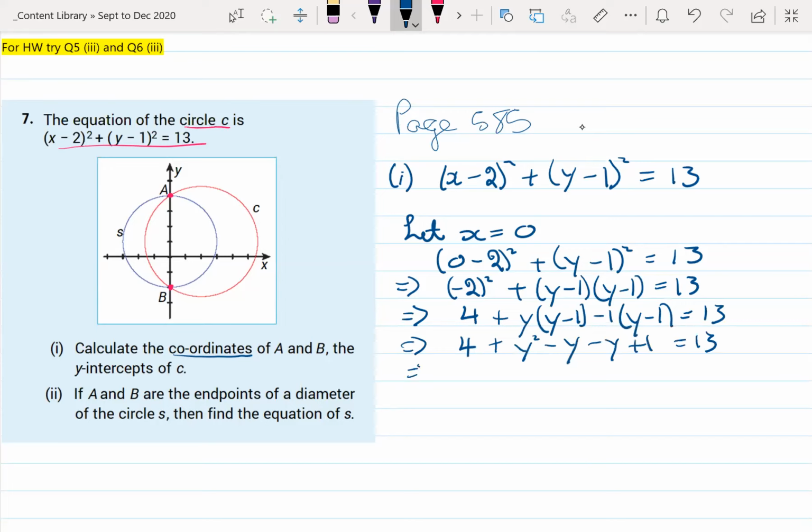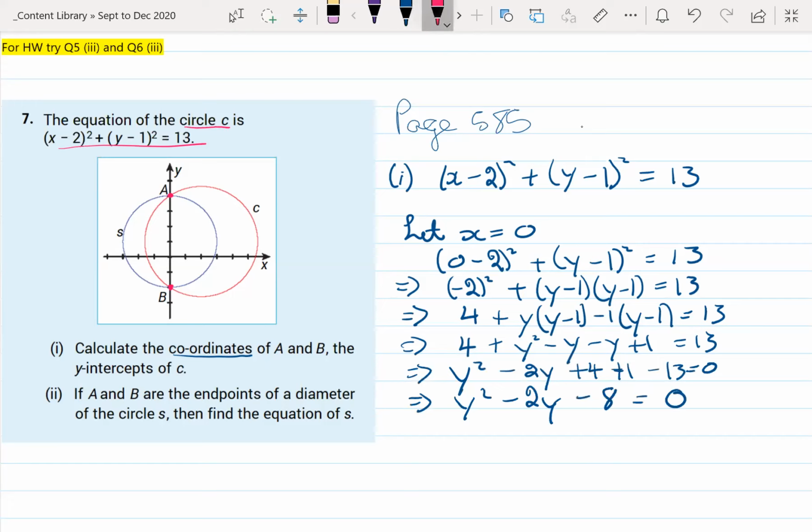To start to tidy up things, first of all, bring that y squared to the front here. Then you have minus 1y minus 1y, so that's minus 2y. You have that positive 4, so just bring it to the end here. You have the positive 1, which is already there. Bring over that 13, becomes a negative 13. Tidying up those numbers at the end, 4 plus 1 is 5, 5 minus 13 is minus 8. Now, that's our guide number there, minus 8.